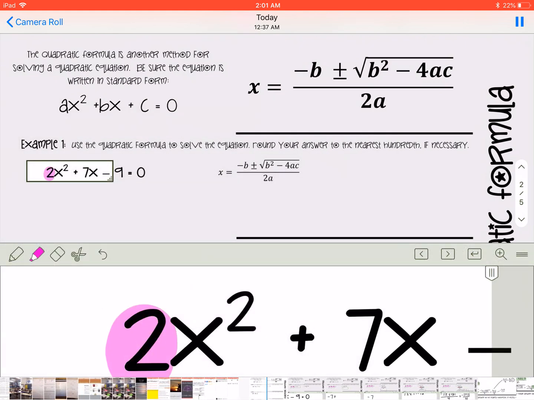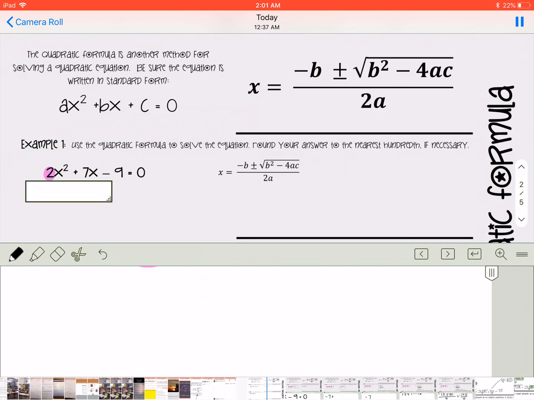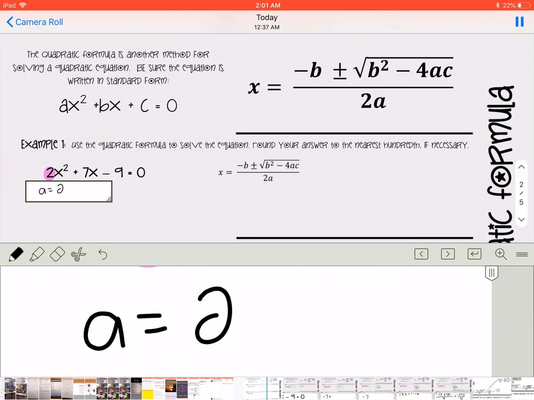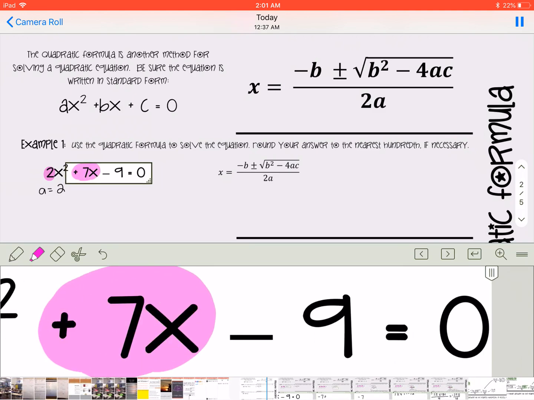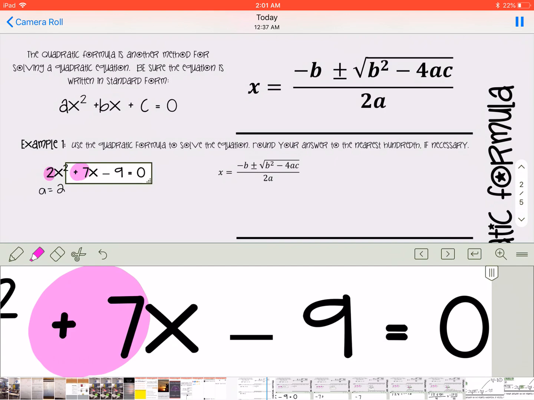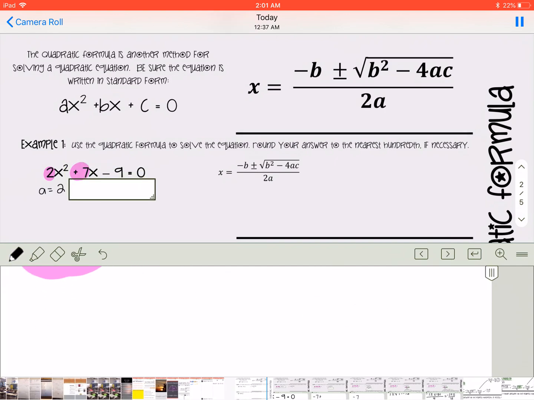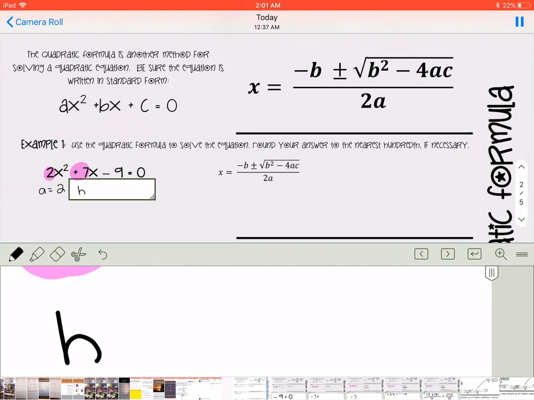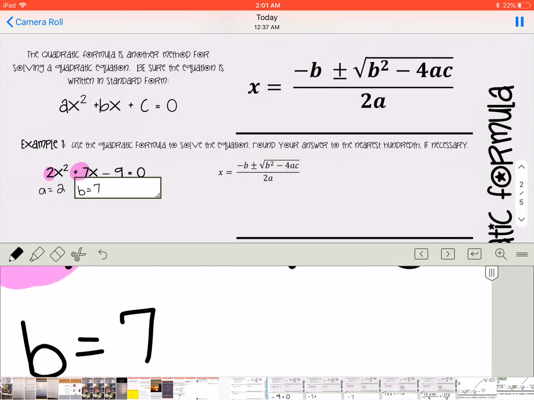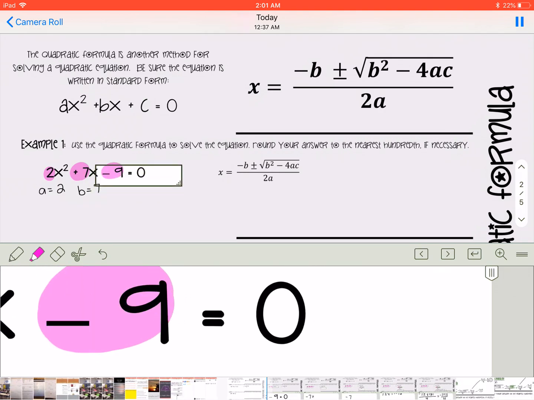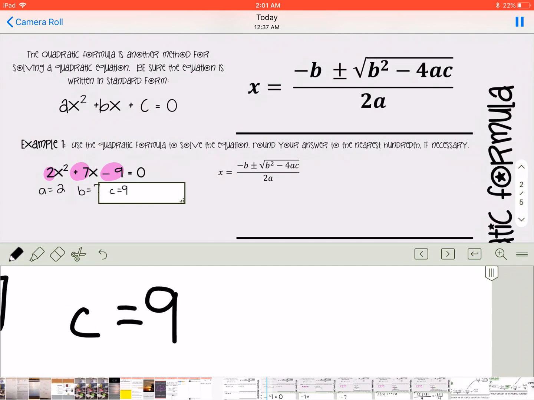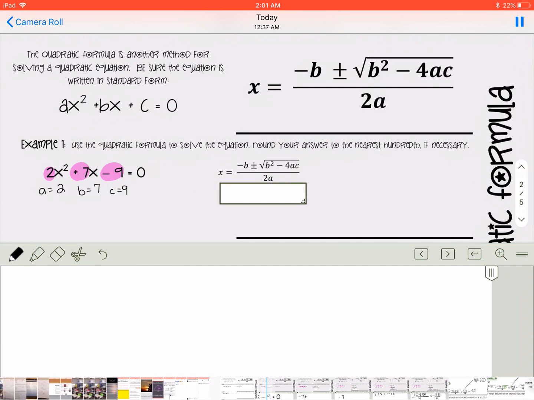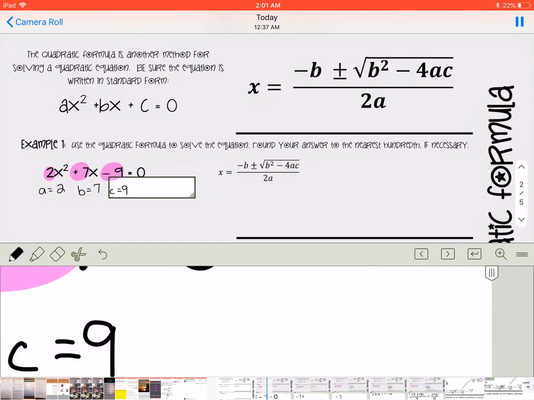So our a there would be a positive 2. Our b would be a positive 7. And remember, it's always the sign that comes before the term that tells us if it's positive or negative. And our last term would be c, and that would be a negative 9. So I know a equals 2, b equals 7, and c equals a negative, I said it but I didn't write it, a negative 9.